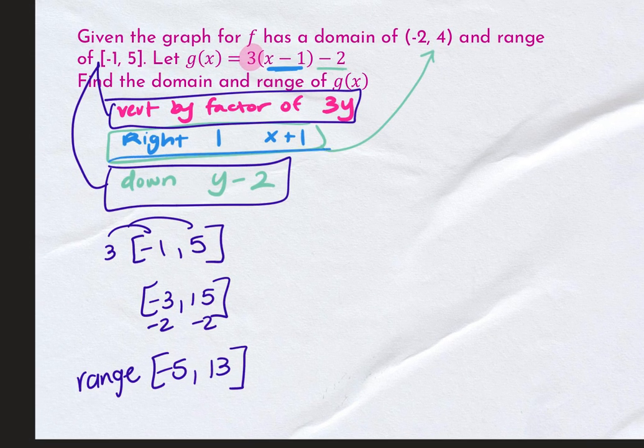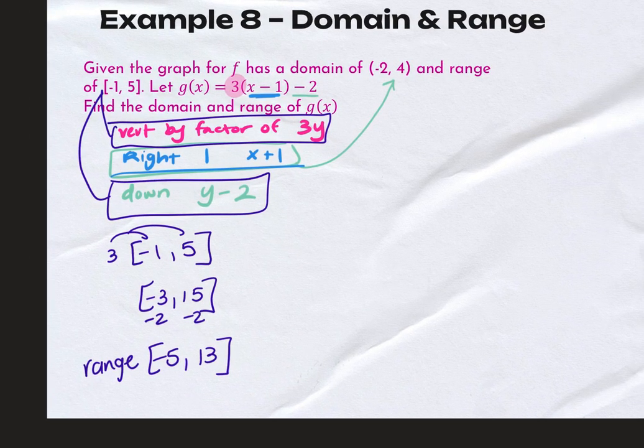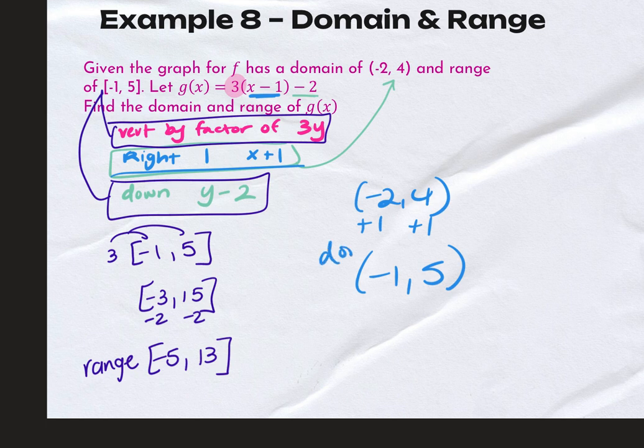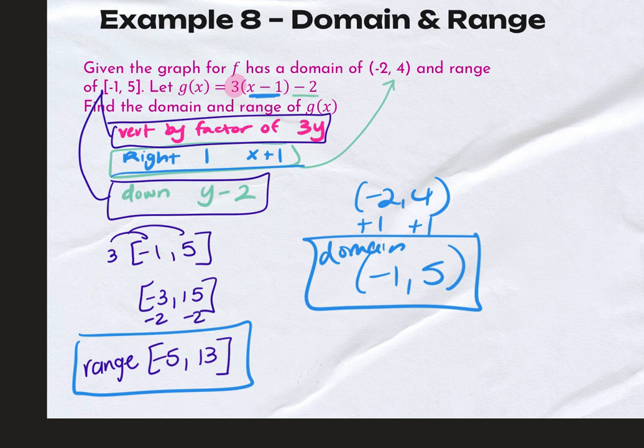Then my right one affects my domain. So I take my domain, my -2, 4, and I want to go to the right one, so I add 1 to each of these, and I get -1, 5. Questions? So first, you got to figure out what they are, and then what they affect. X or Y, vertical or horizontal, domain or range. And remember, we stretch before we move.